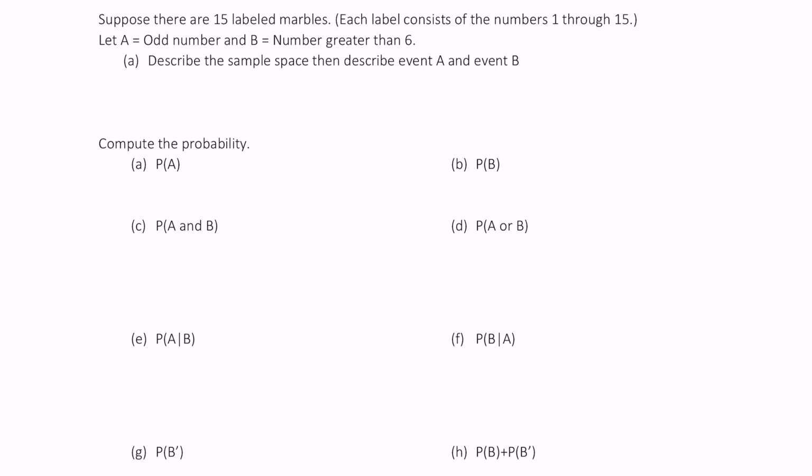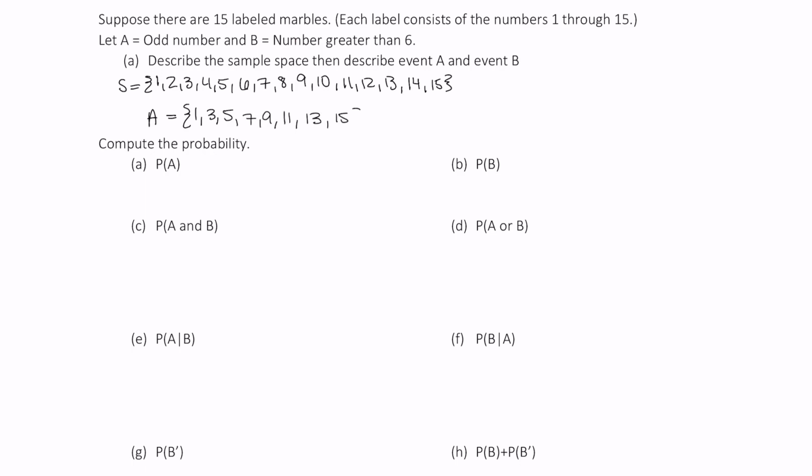Well, the sample space is all the numbers 1 through 15. Event A only includes the odd numbers, and event B only includes numbers greater than 6. And notice this does not say greater than or equal to, so we're going to take numbers strictly greater than 6, so that's 7 and above.